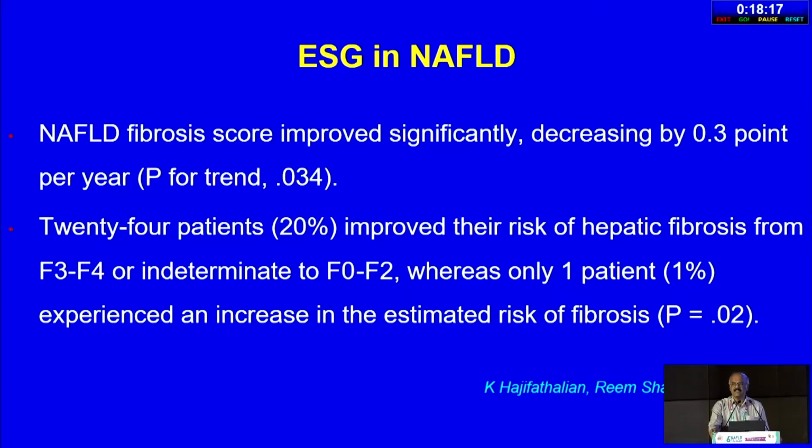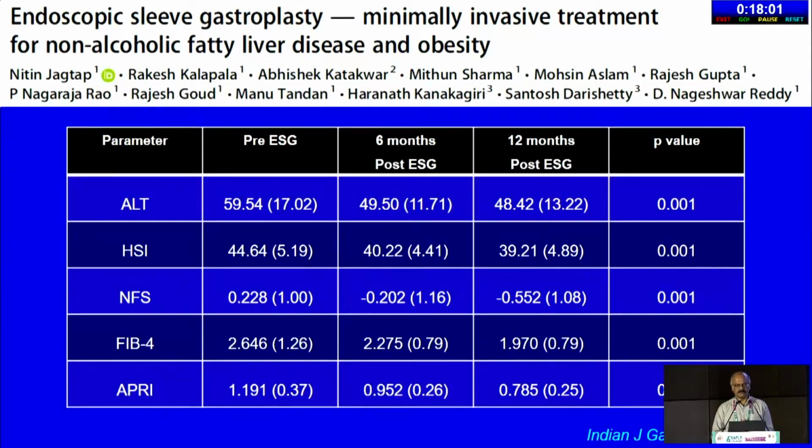This was a little disappointing study. You can see that only 20% of the patients had their hepatic fibrosis improve. In the rest of the patients, the other parameters, steatosis came down, inflammation came down, but the fibrosis didn't change. And again, there's no correlation between the weight and liver histology in these cases.